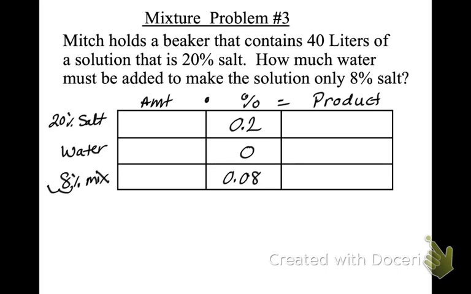And now I've got the amount is, do we know how much salt water there is? What? It says there's 40 liters of a salt. So that we're given this time. How much water? What do I write for that? To make the solution of only 8%. So what do you think we're going to call the new total? 40 plus x. Multiply across.